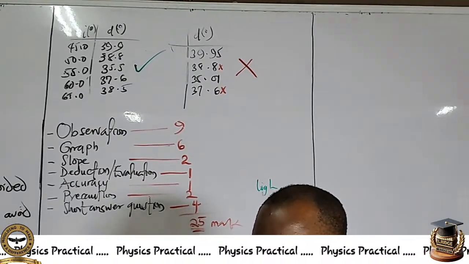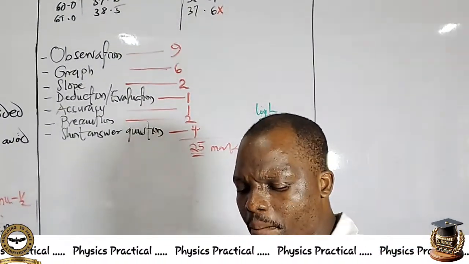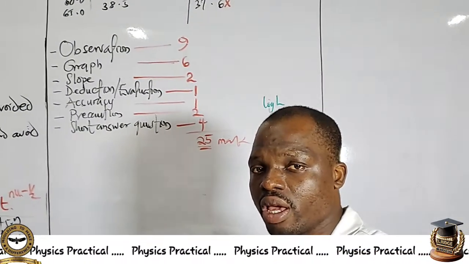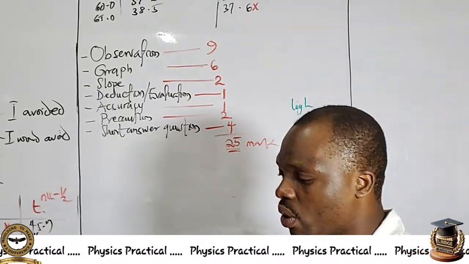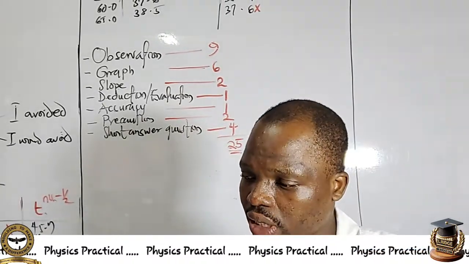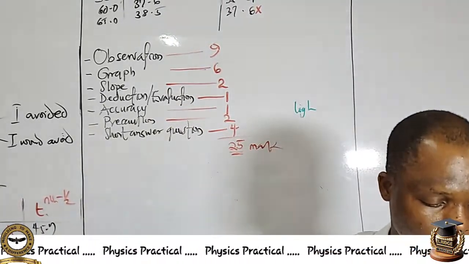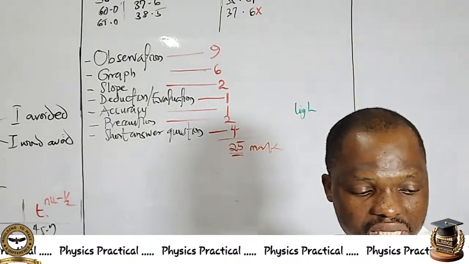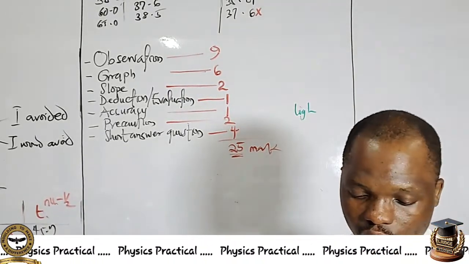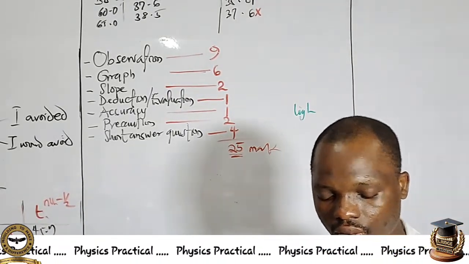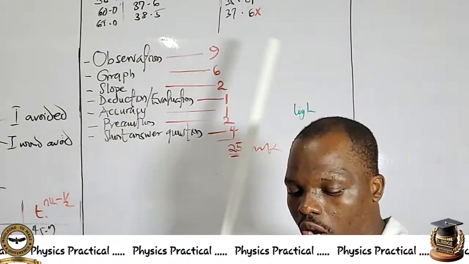So the inconsistent decimal place, missing heading. If you have a missing heading where you are supposed to put length, you didn't put length. Where you are supposed to put time, you didn't put time. These are missing headings, so the student will lose the mark. Will lose half mark up to 1 mark.